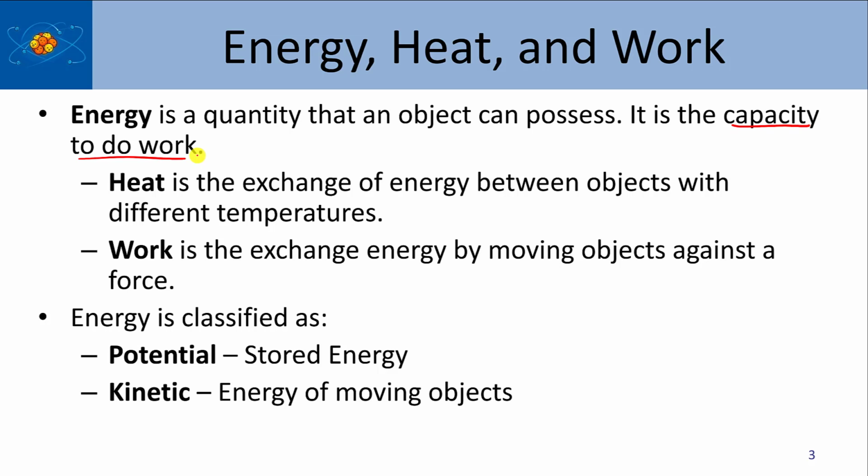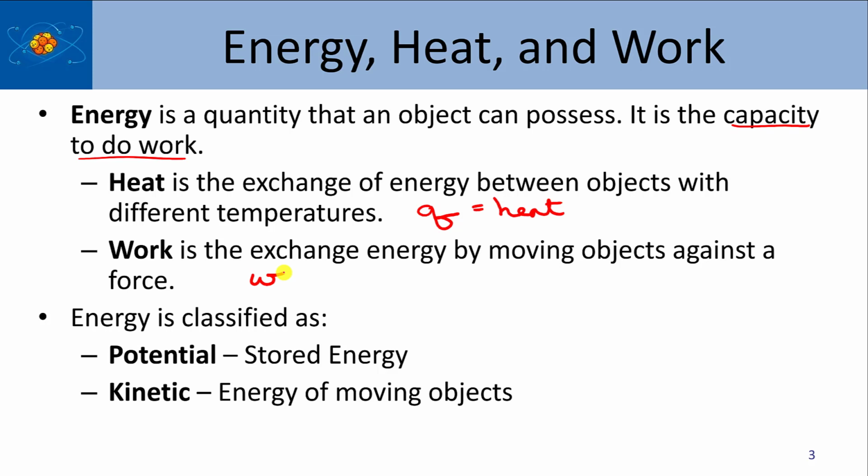Now, work is the exchange of energy by moving objects against some sort of force. Okay, so when your car is running, right, you see both heat and work energy being produced. Your car engine generates heat, which we generally give the symbol Q. And we'll talk about units and all that stuff later. But work, right, which is usually given W, is the moving of the object against the force, like drag and friction and things like that.